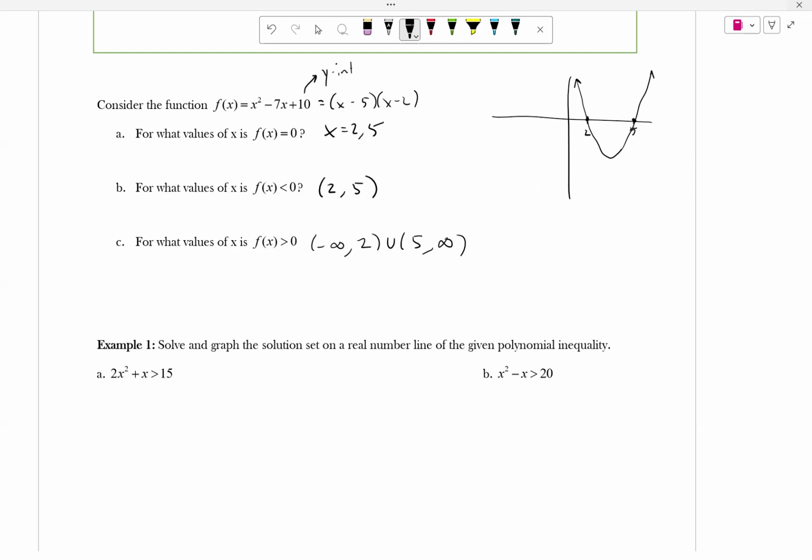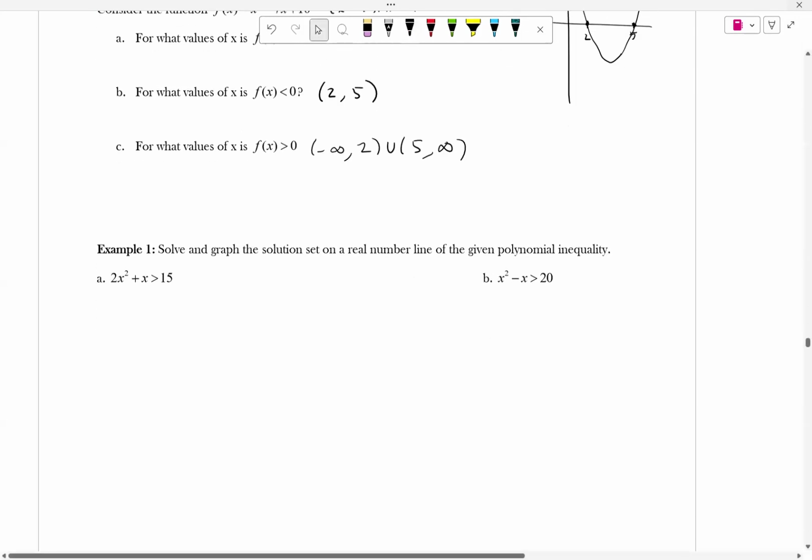Did the y-intercept help here? It doesn't hurt, but we see it aligns with what we have. It's positive, so that's good. Okay, easy peasy. Let us move on.